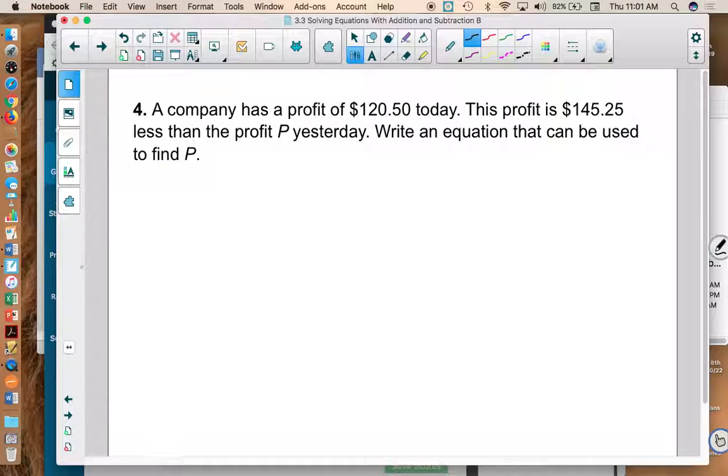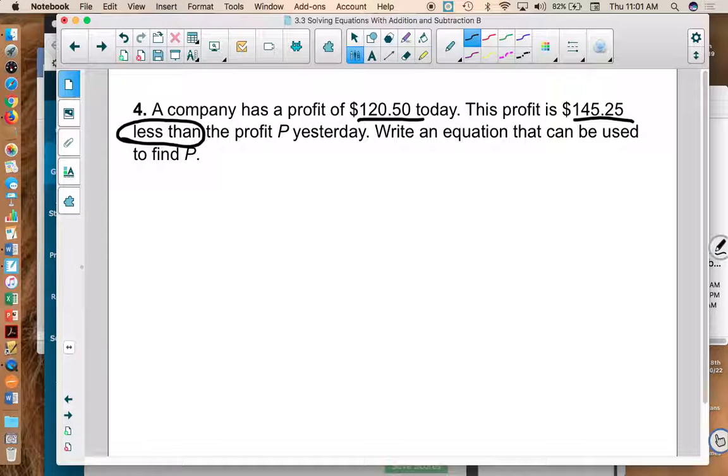Got a story problem. This is the only one that really gets you, those story problems. So let's read it and let's make sure we make note of the important information. A company has a profit of $120.50 today. I'm thinking that profit is important. I'm going to underline it. This profit is $145.25 less than, there's a key right there, less than the profit P of yesterday. Write an equation that can be used to find P.